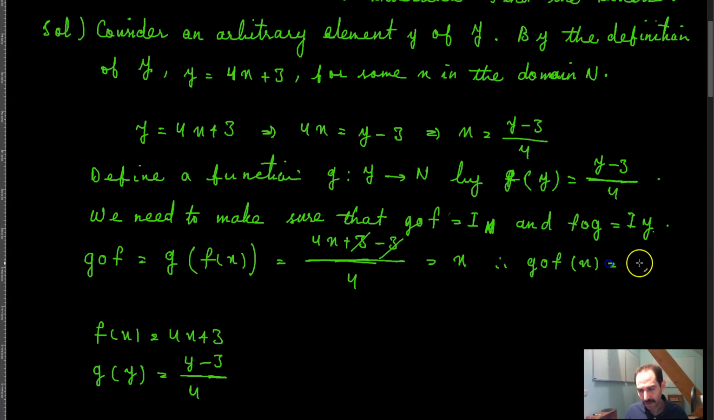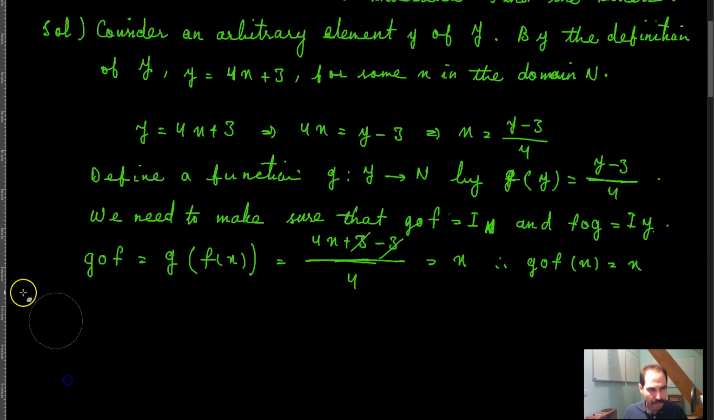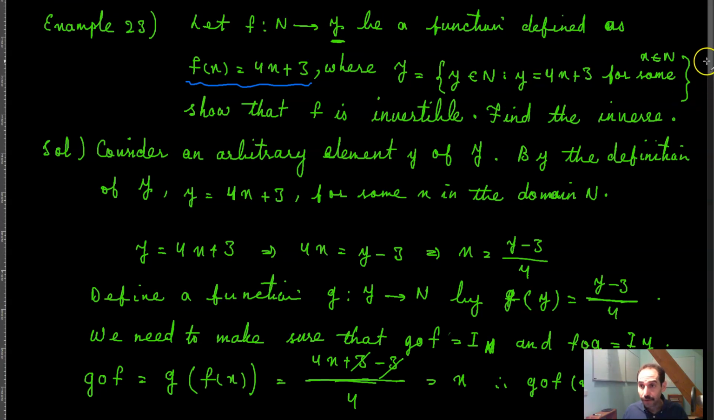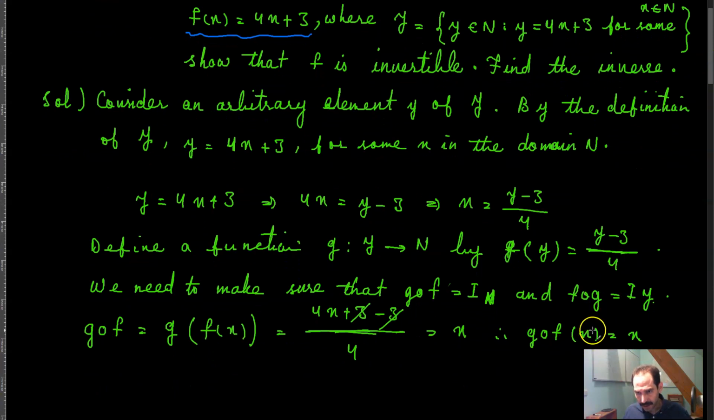gof of x is equal to x. We said that basically gof has to be the identity function on the domain of the function, right? On the domain of the function. So the domain of the function, if I take it as x, then gof of x is equal to x.